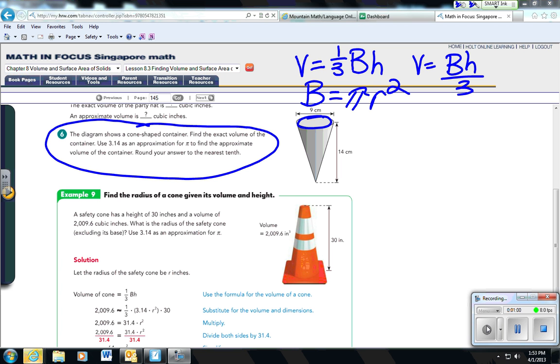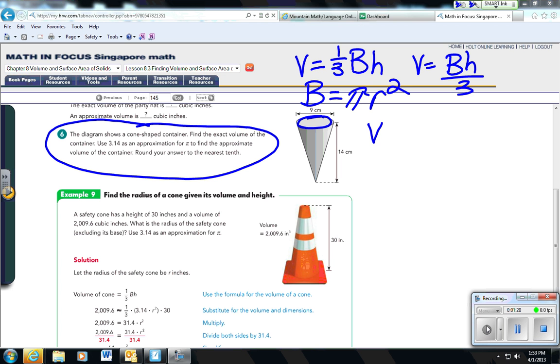So it says to find the exact volume and an approximation. And for the approximation, they want us to use 3.14 for pi. So for the exact volume, you're just not going to multiply out by pi. So let's look at the exact volume first.